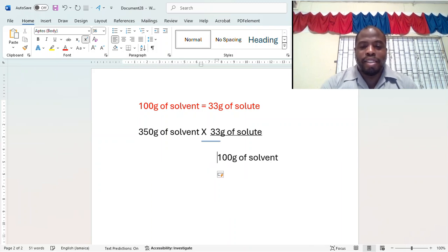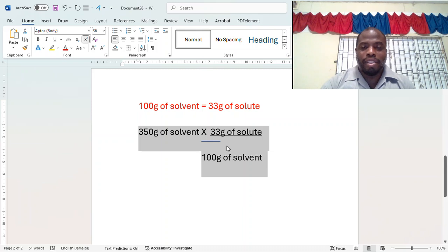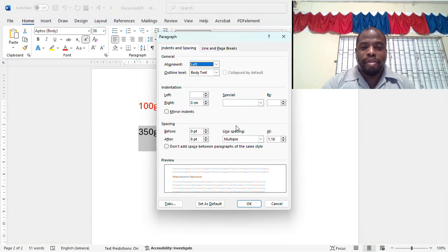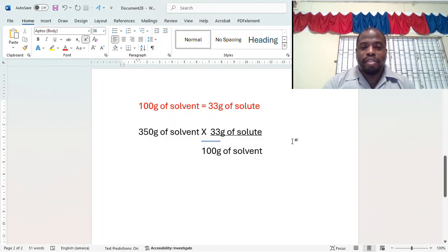It's a little bit distant from the word. Alright, so basically let me see if I can just carry it up. Alright, reduce the lines, spacing. Yeah, it's a little bit closer.